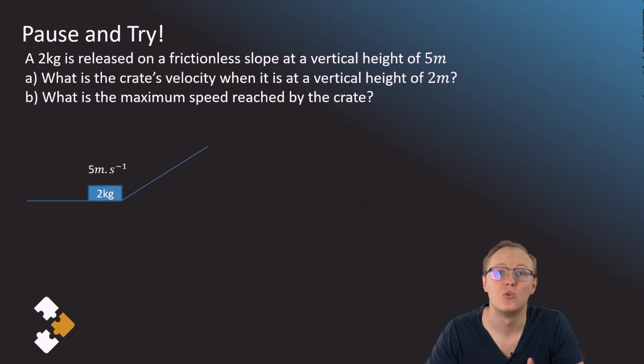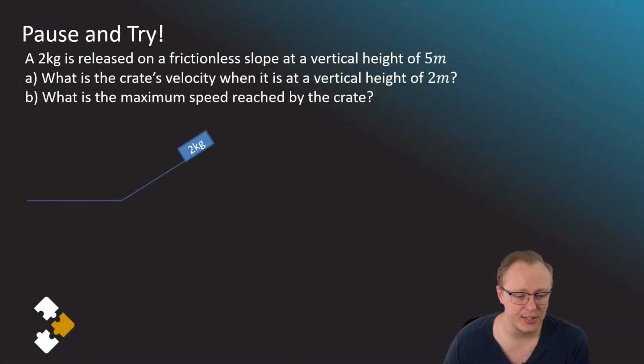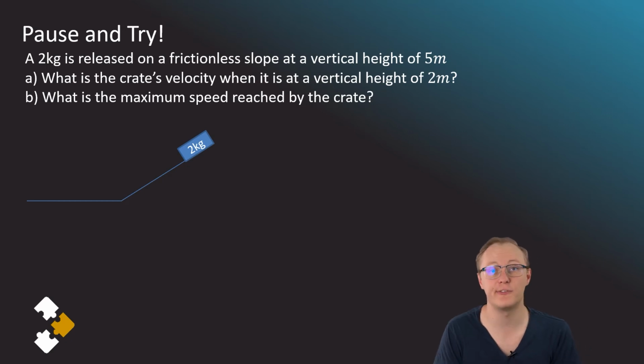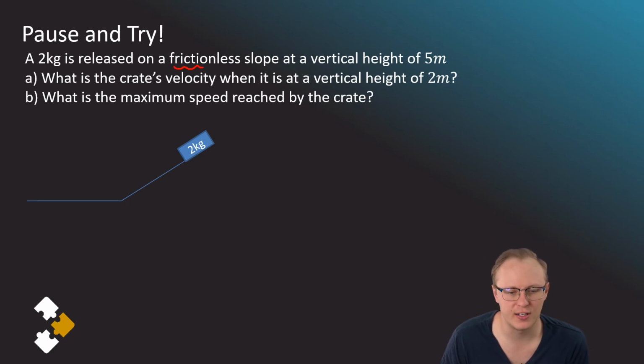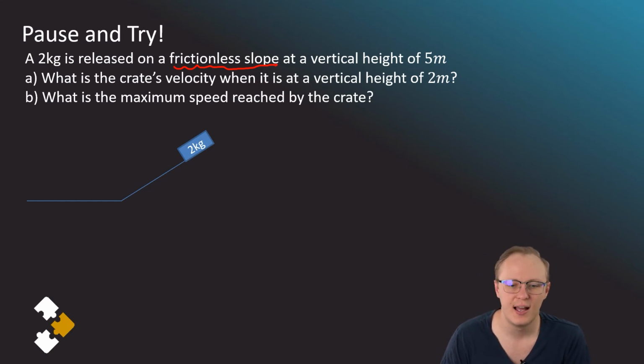So now what I'd like you to do is please pause the video and try this example over here. Okay, so let's see how we're going to do this. You've got your 2 kilogram crate. It's released on a frictionless slope. So again, they're giving us explicit permission to use the conservation of mechanical energy. And we know that it starts at a vertical height of 5 meters. So here the h is 5 meters.